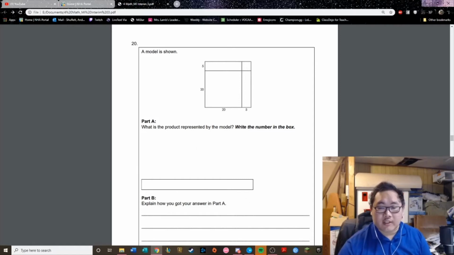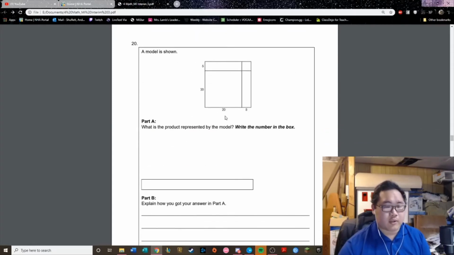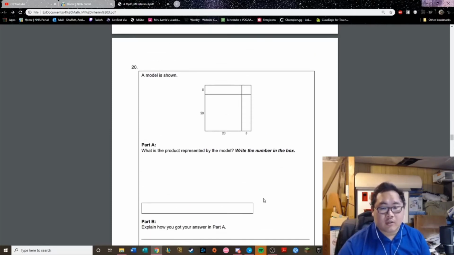Basically, the whole idea, boys and girls, is you're looking at the model and they want to know the product represented by the model. Basically, what is the area of the box, right? What is the area? This is what we called open array, boys and girls. This is an open array. Imagine you made 25 X's down, 25 times across, right? Because that's basically what they're saying. And then they split it up. They want you to explain how you got your answer.